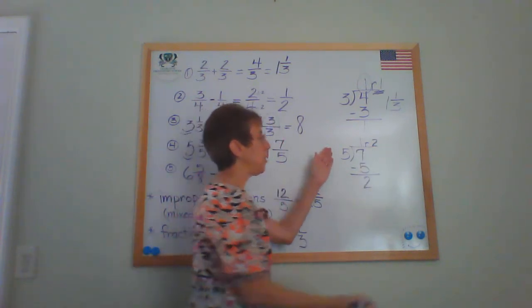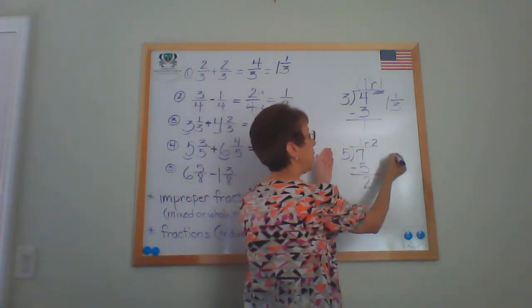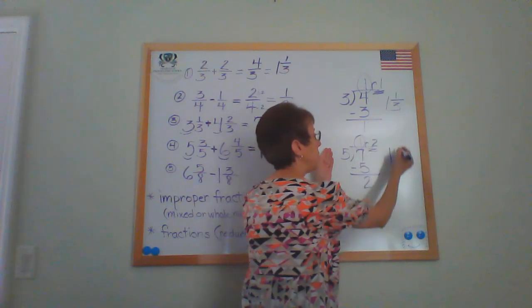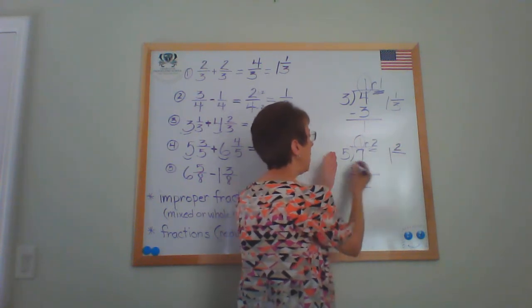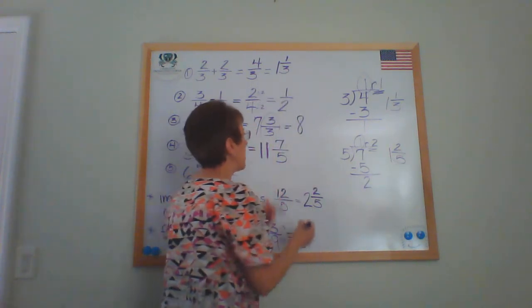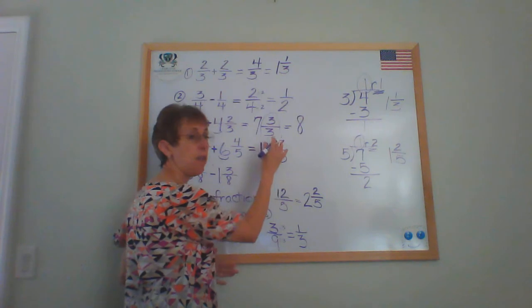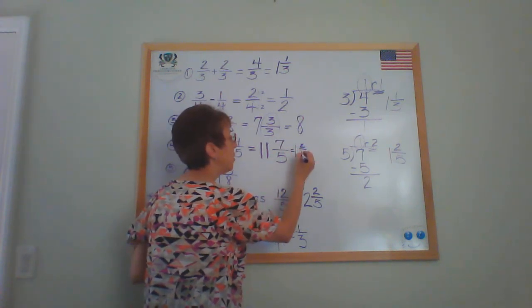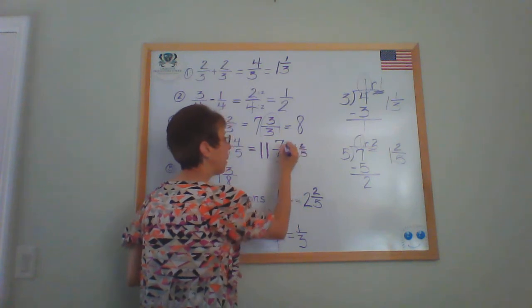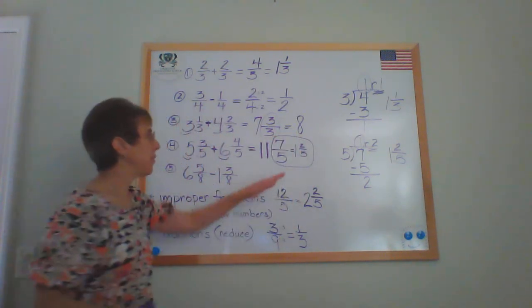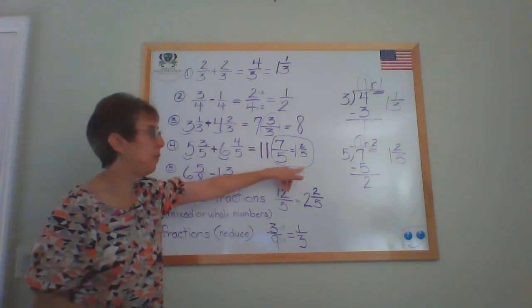So then you need to write this as a mixed number. This is your whole number. Your remainder is your numerator, and the denominator stays the same, fifths. So 7/5 is equal to 1 2/5.